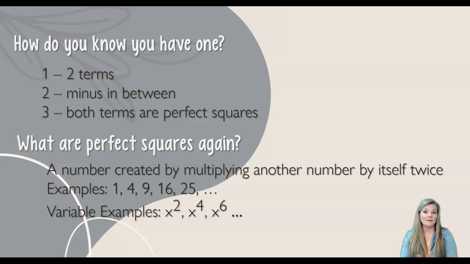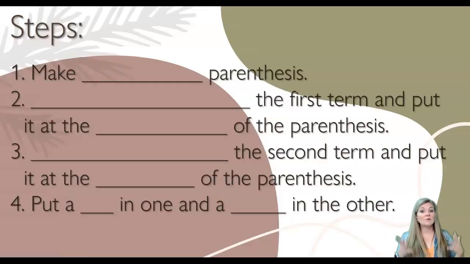So what do you notice about all of our variables that are perfect squares? Hopefully you notice all the exponents are even. Even exponents are always going to be perfect squares. Odds, no. But evens, yes. So if you have those 3 things in place, if you have 2 terms, a minus in between, and both terms are perfect squares, what you're going to do is these 4 steps.